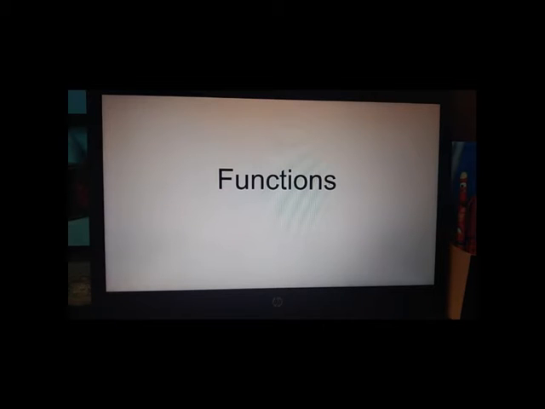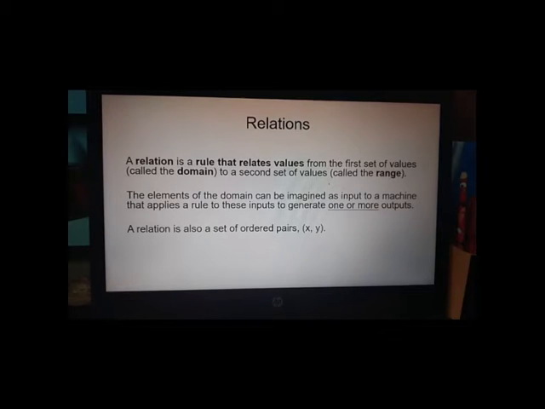Good day, everyone. So the first topic that we're going to discuss in general mathematics is about functions. But before we proceed to function, let us first discuss relations.